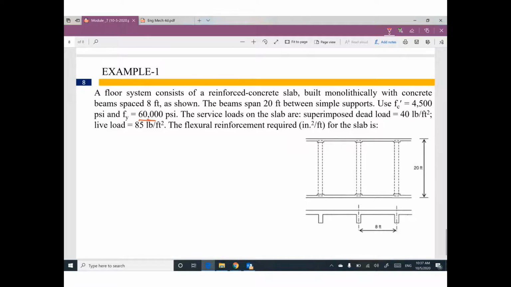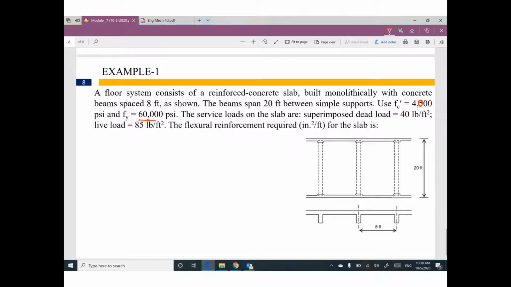Anyway, we have a floor system consisting of a reinforced concrete slab built monolithically with concrete beams. These beams are spaced 8 feet apart. The beam span is 20 feet. F prime c is given. Okay, I'm sorry, we need to change f prime c to be 4,000, not 4,500, to be easier and to be able to use tables, because 4,500 is not included in the table.